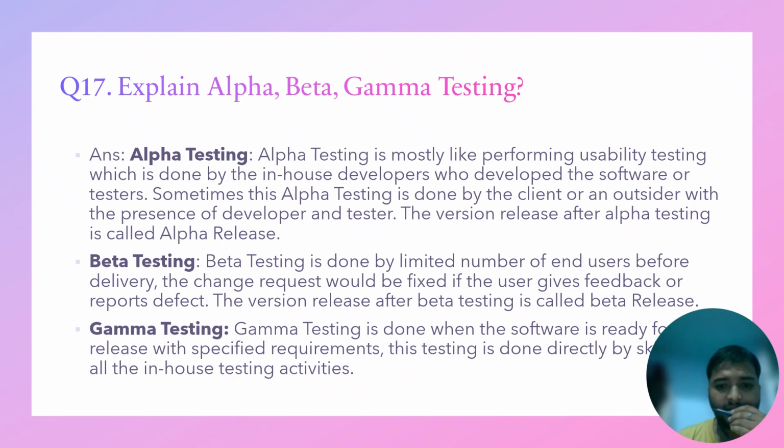Beta testing is done by a limited number of end users before the delivery. The change request would be fixed if the user gives feedback or reports a defect. The version released after beta testing is called a beta release. Gamma testing is done when the software is ready for release with the specified requirements. This testing is done directly, skipping all the in-house testing activities.